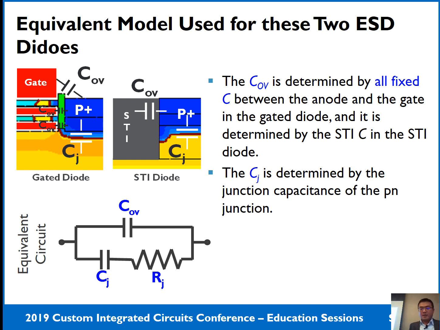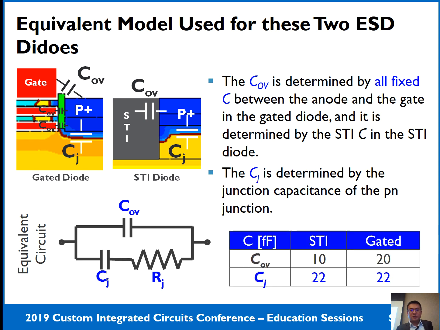Then the second capacitance element is the junction capacitance. Okay, so it's mainly from the PN junction, and that's also in the gated diode. Then the extraction result here just shows the main difference is from the overlap capacitance. The gated diode has a 2 times higher overlap capacitance. So that's why the gated diode in total has a higher parasitic capacitance.